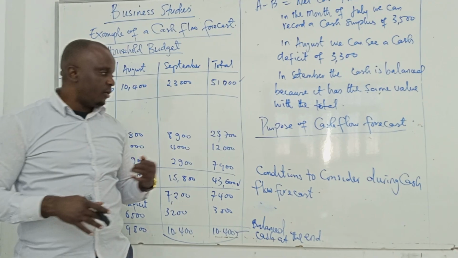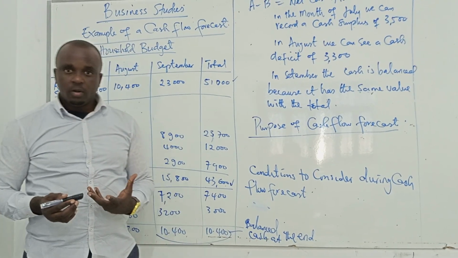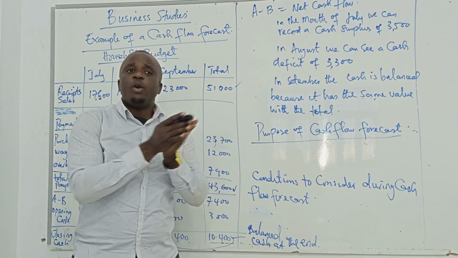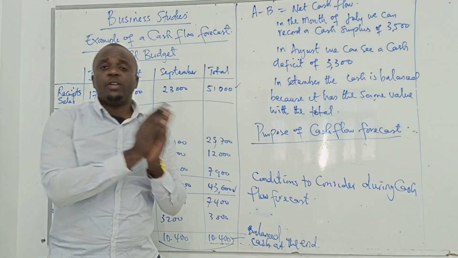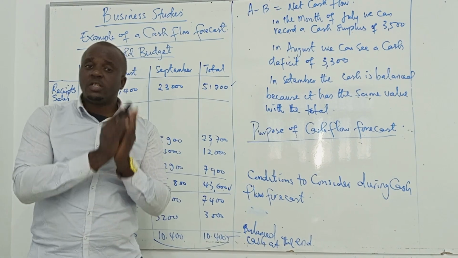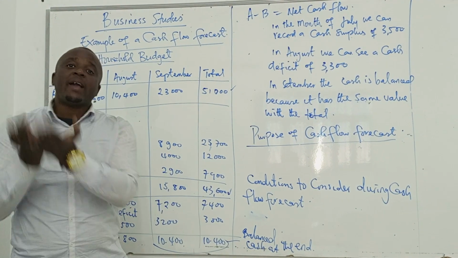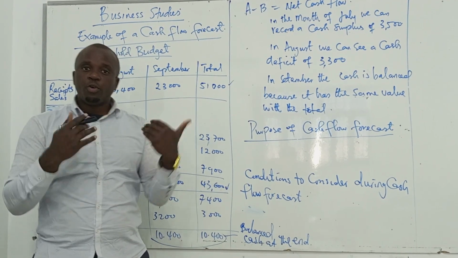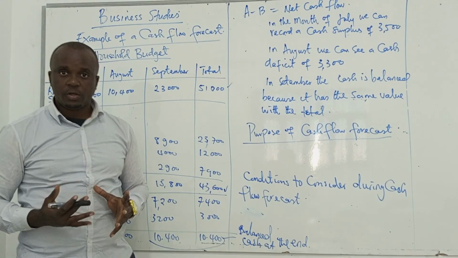Secondly, there is what they call seasonal fluctuation. Seasonal fluctuation means sometimes the product may be off-season. So if the season favors the product, there will be high cash flow. And if it is off season, there will be low cash flow. So when making the budget, you consider those periods.